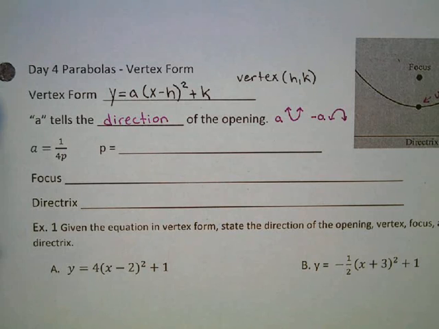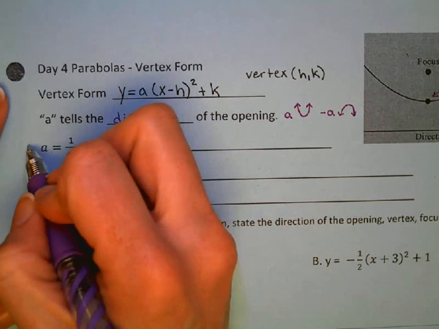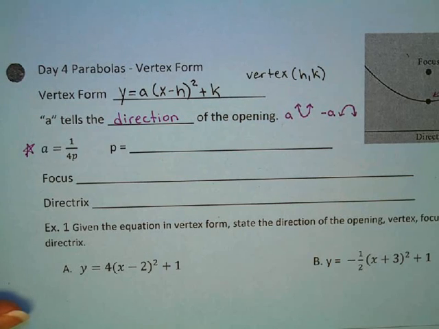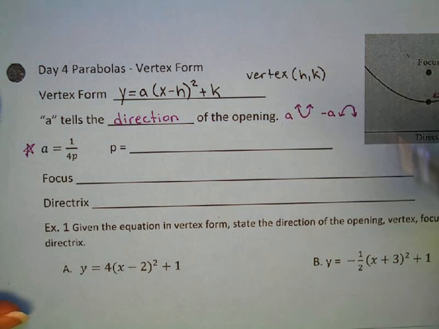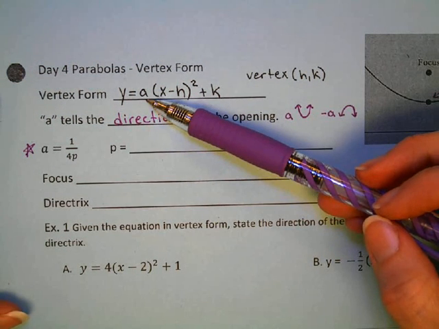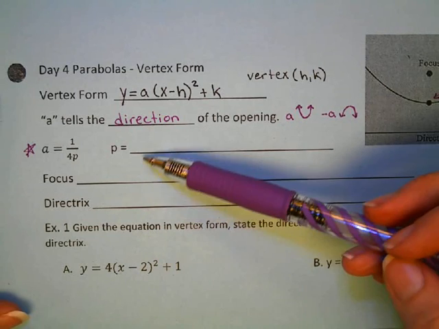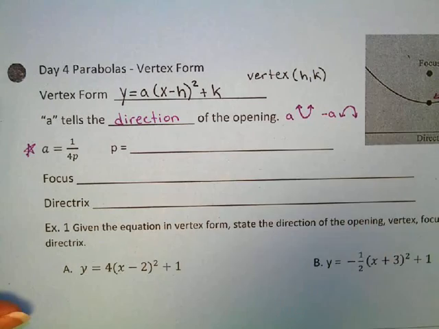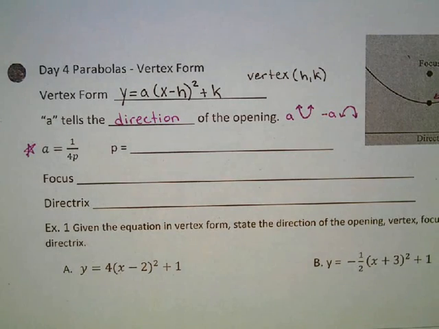Okay, this is a formula you'll need to know. a equals 1 over 4p. This will help us solve for either the number in front, or it will help us figure out what the p is. The p stands for the distance between the vertex and the focus.